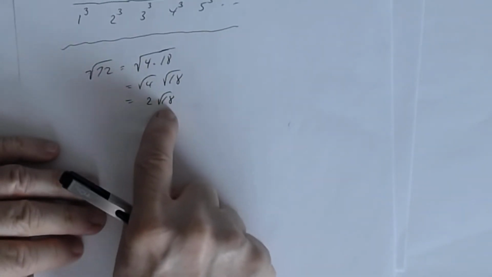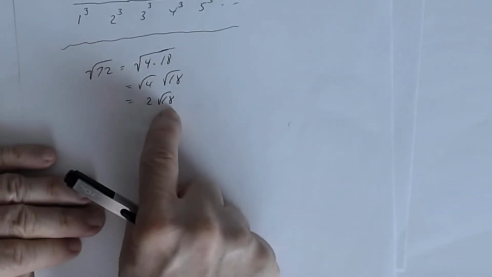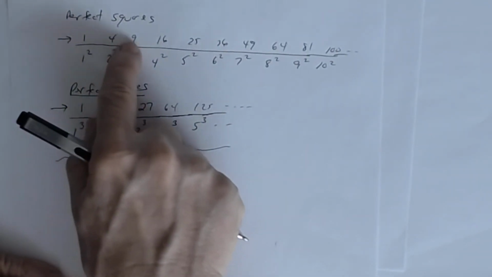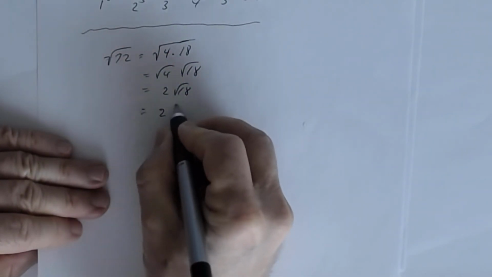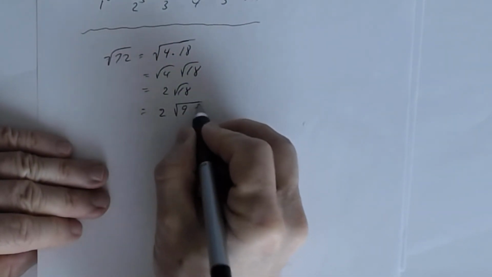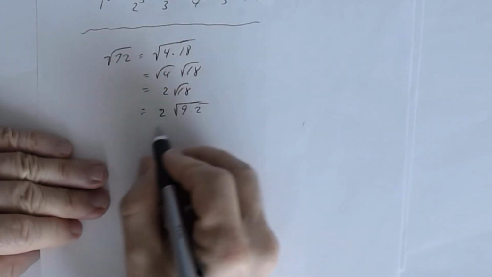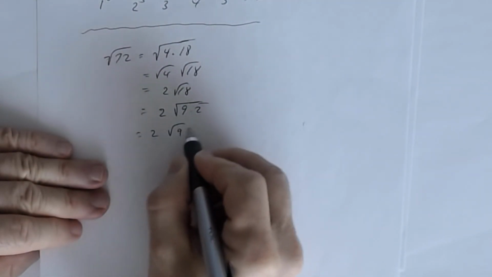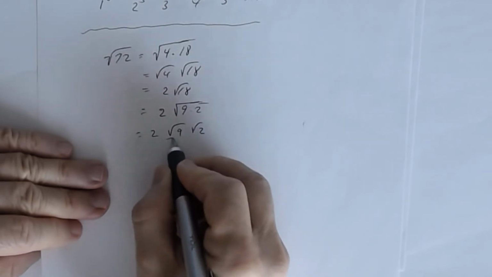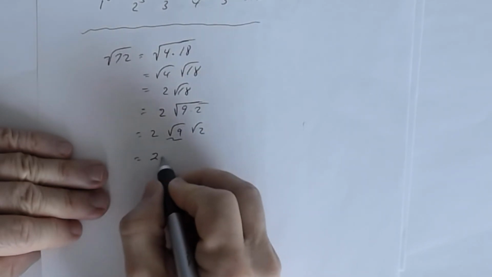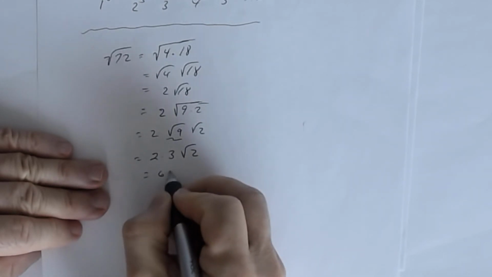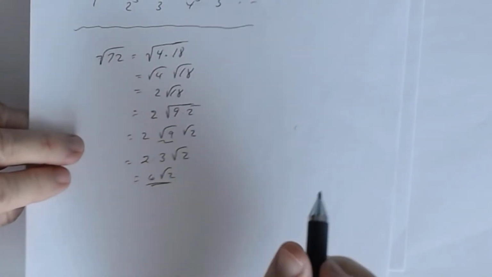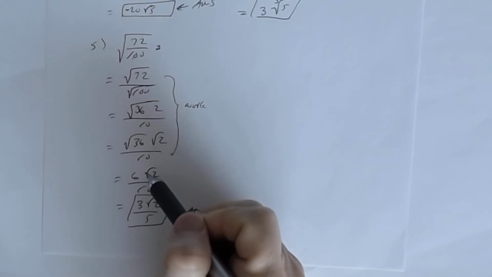What you have to notice is that, hey, this 18, I can simplify that further, the square root of 18. Because what perfect square goes in 18? Well, 9. So then this becomes 2 times the square root of 9 times 2, right? And then that becomes 2 square root of 9 square root of 2. And the square root of 9 is 3. So that's 2 times 3 square root of 2. 2 times 3 is 6. I get 6 square root of 2. And that's what you see here.